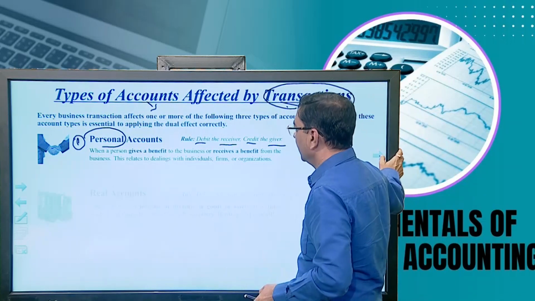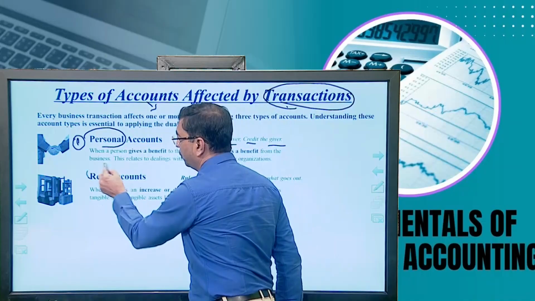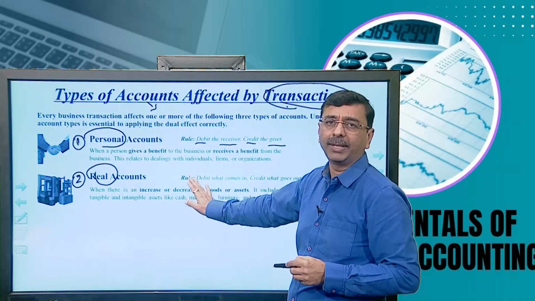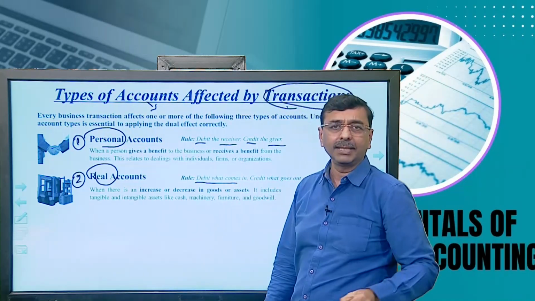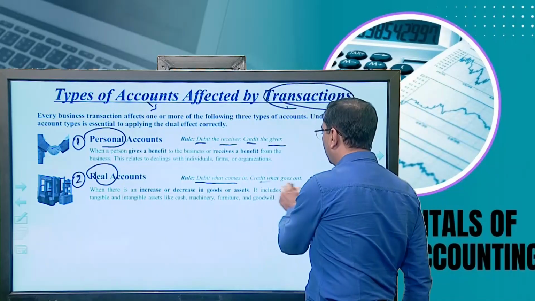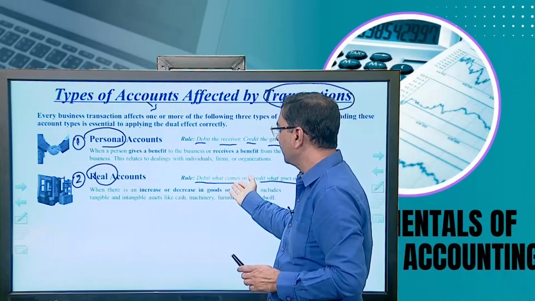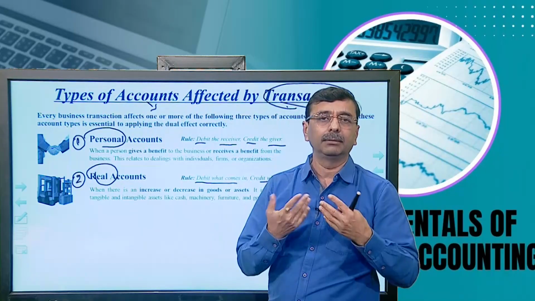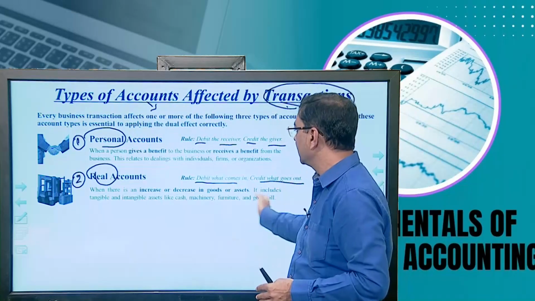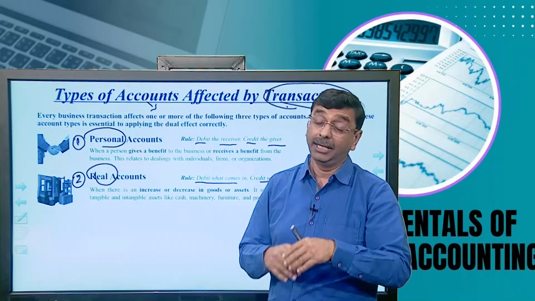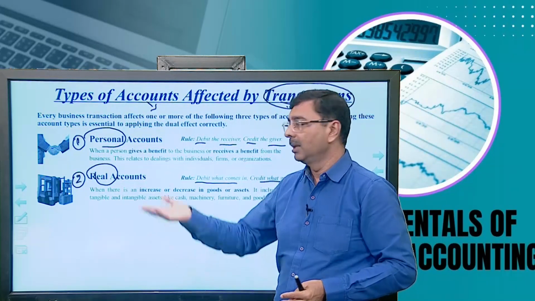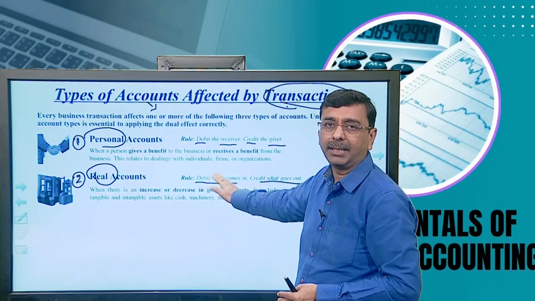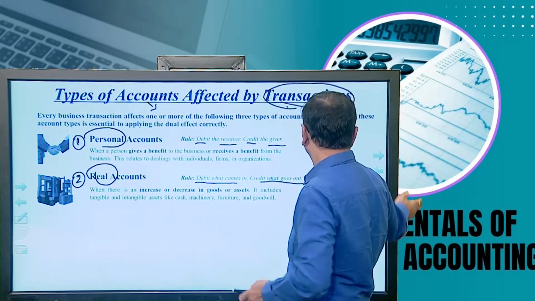Moving to the next. Now here is the real account, the second account. As we have discussed, the rule of the real account is very clear: debit what comes in, credit what goes out. Any increase or decrease in the value of your assets, property or real estate is considered part of your real account. It might be tangible or intangible, but it affects the real account. So the rule applies here: debit what comes in and credit what goes out.